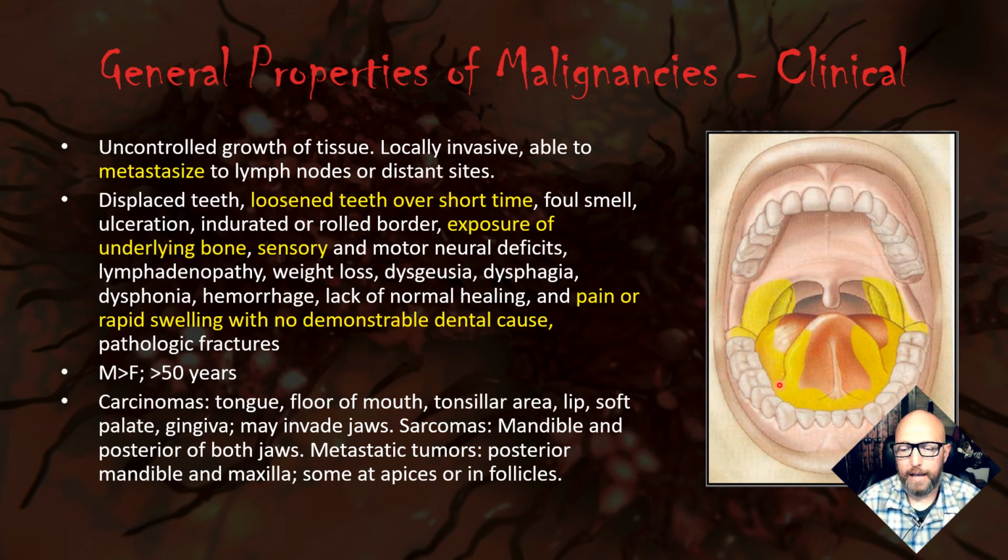All right, we highlighted the yellow areas here as common areas to get squamous cell carcinoma, so carcinoma specifically. Sarcomas, however, can arise within the bone, so within the mandible, posterior of both jaws. Metastatic tumors can really arise anywhere throughout the body, and so you may see that all profusely throughout the jaws, but it is common to occur in the posterior mandible or the maxilla. In some cases, we'll show you cases of where certain malignancies tend to metastasize in the apices, especially of developing teeth.